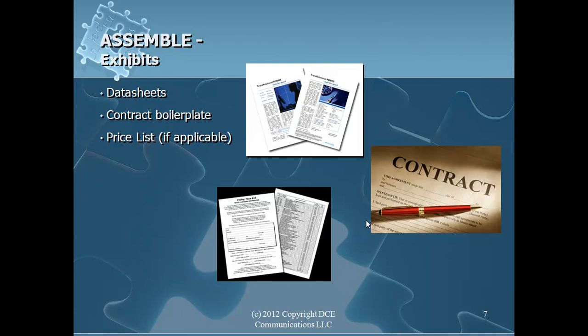And now we're on to the exhibits. The final part of actual assembly is gathering the exhibits. Most proposals include sales sheets for the products or services in the proposal. Some even include an official price list, at least for the products and services being quoted.